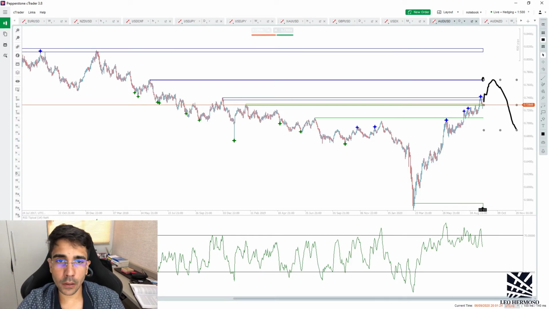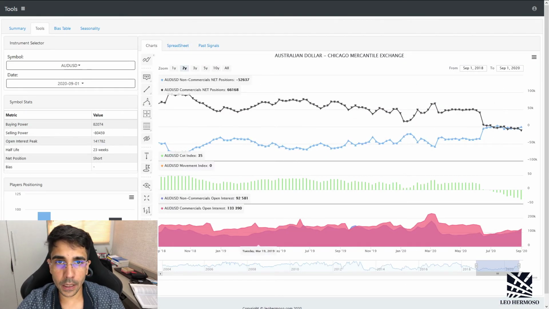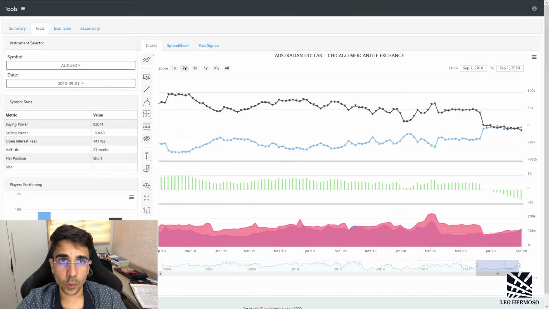Friends, sorry if I don't have comments on the other pairs that you are using, like the Japanese yen, the Swiss and CAD, but we have no relevant change in the COT data for these assets, so I'm going to stop the review right here.